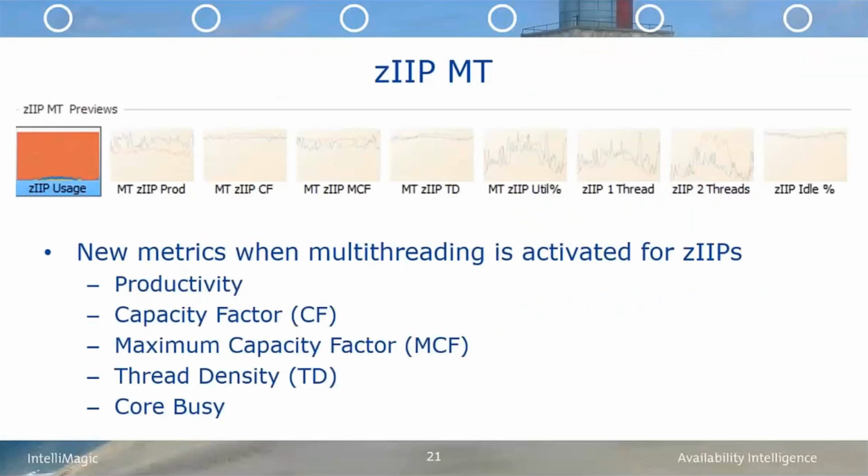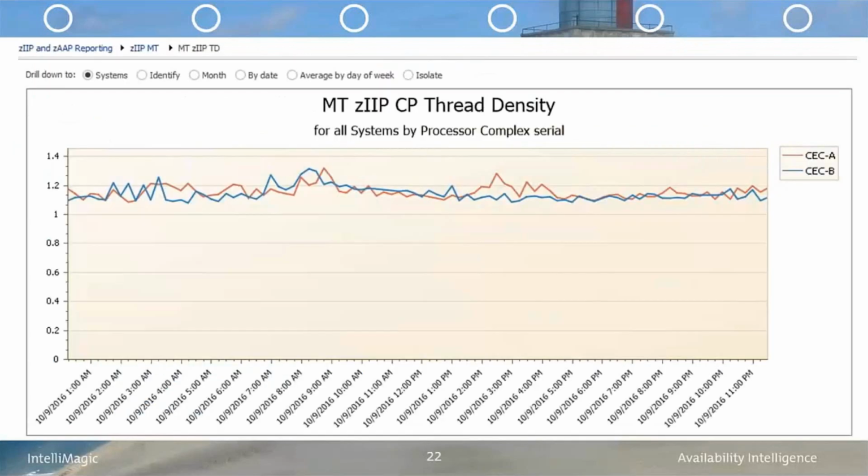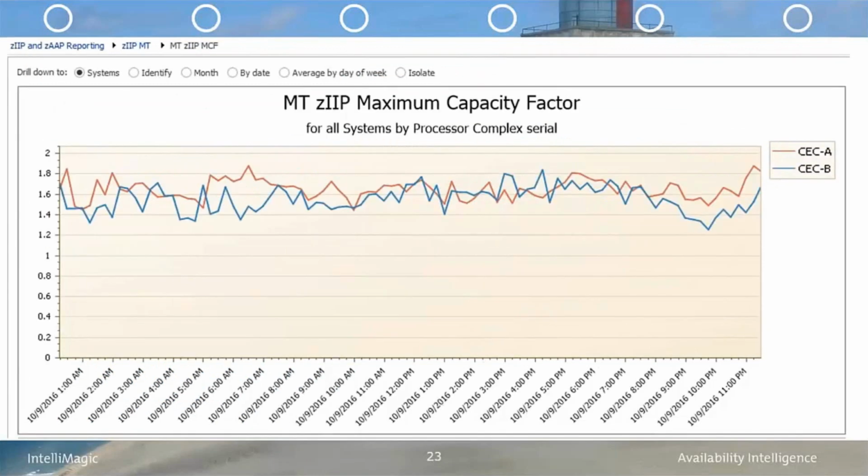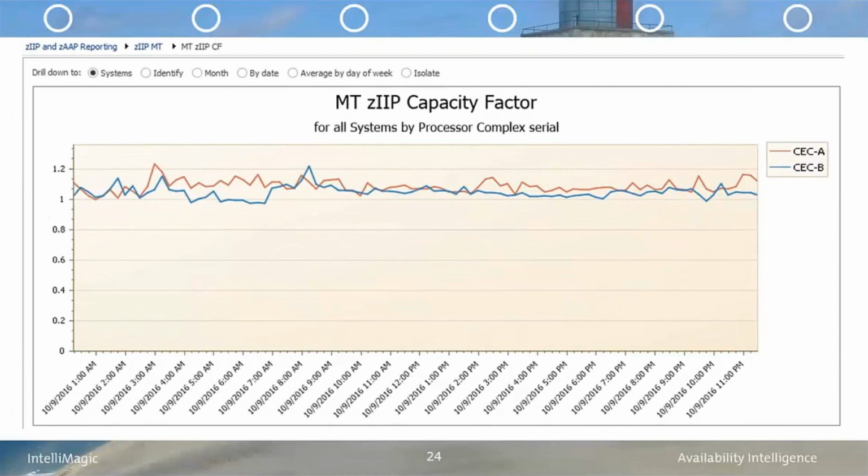So IBM's implementation of SMT on zIIPs provides the capability for 2 threads to be executing per core, and it's brought with it many new metrics. So here's thread density, which is the average number of active threads when work is being processed. In other words, the core is not idle. The maximum capacity factor captures how much work a core is doing at thread density 2 compared to a standard single-threaded core. Capacity factor represents how much work the core is actually completing relative to a single-threaded core based on the actual thread density.